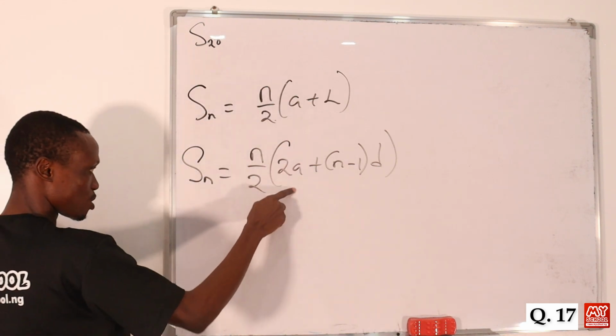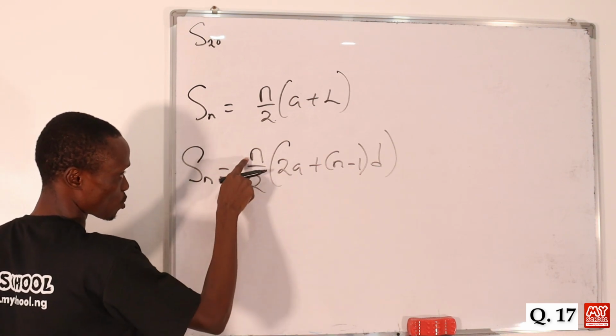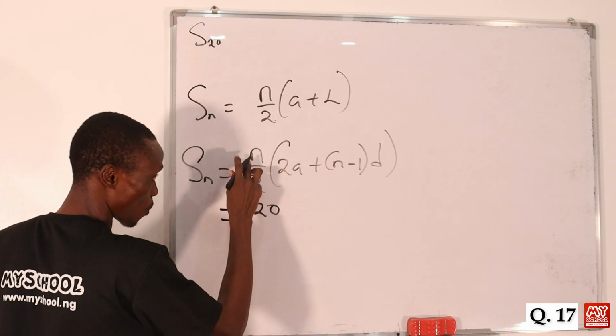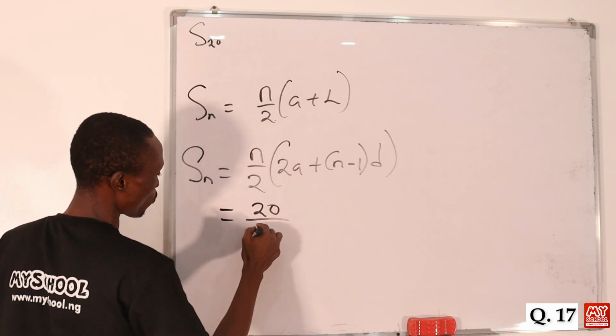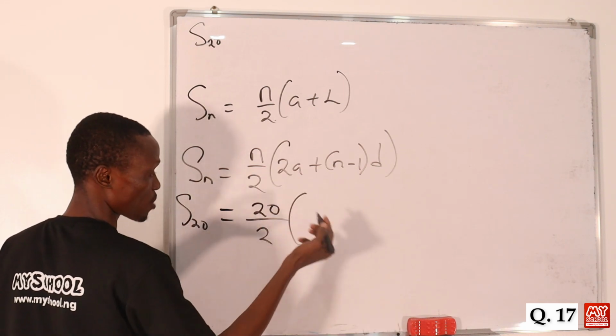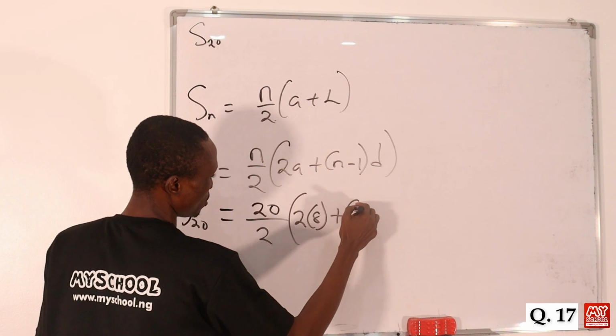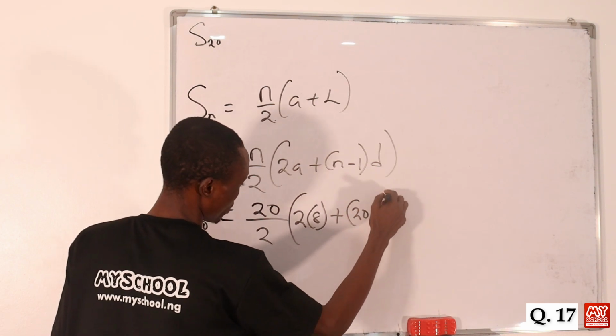So we are going to use this formula. We are solving for the sum of the first 20 terms, so here we'll be using 20. So our n is 20, all over 2. Let's write it as 20 over 2. Then in bracket, the first term there is 8. So here we have 8, plus, here will be 20 minus 1 in bracket.